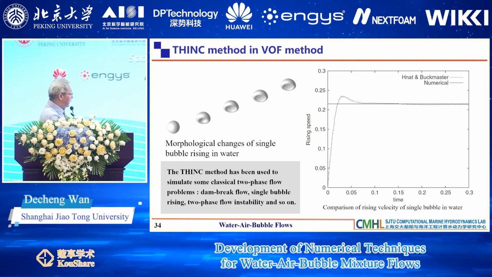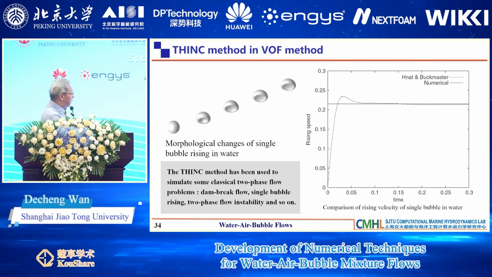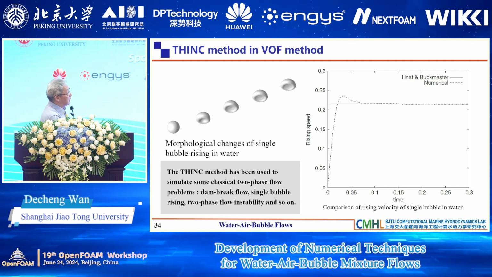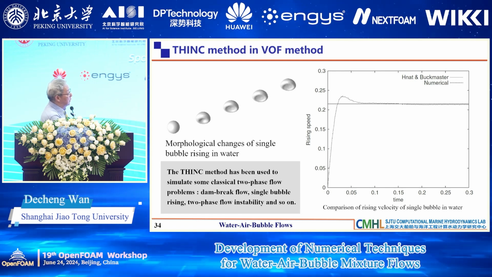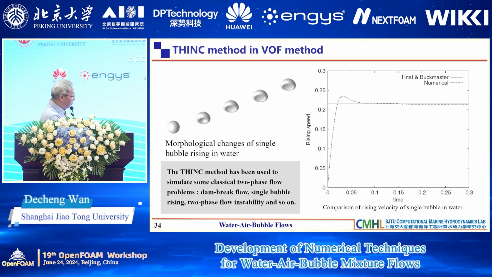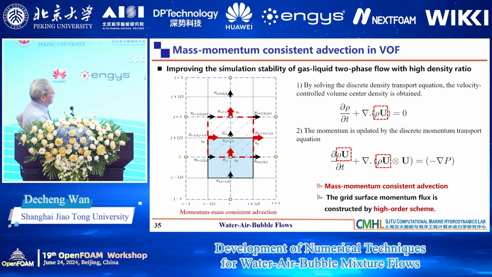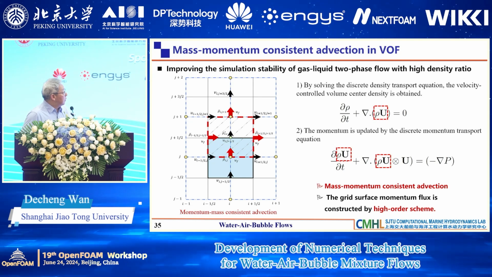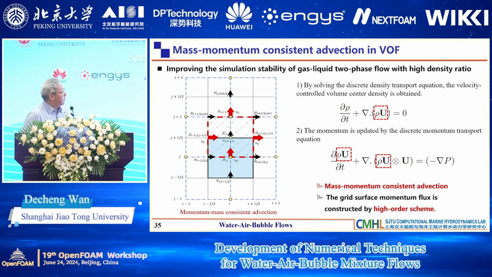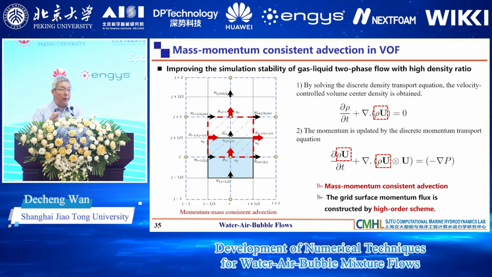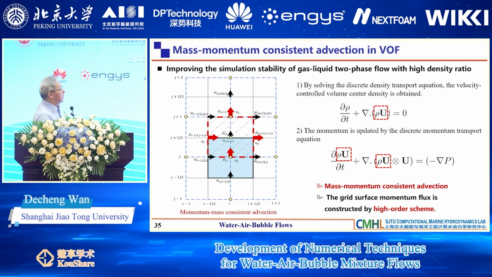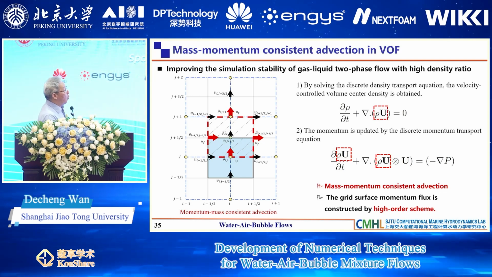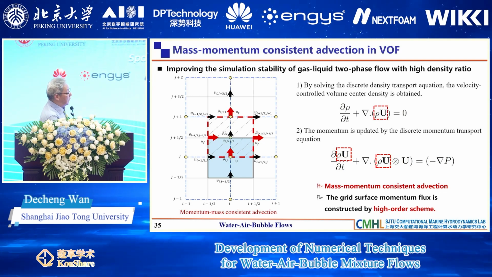So they can solve the two-phase problem, right? Then we can also get a good result. You see, when the bubble is rising, the problem in the VOF is that sometimes the mass and the momentum cannot be kept consistent in the whole calculation. So here we change a little bit.